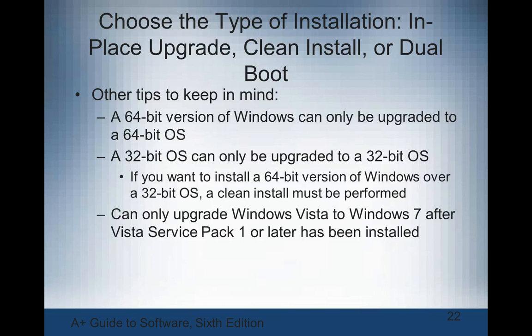So you can't upgrade from 32 to 64; it's 64 to 64, 32 to 32, kind of thing. You can only upgrade Windows Vista to Windows 7 after Service Pack 1 or later has been installed, those kinds of things. If you really have XP and you really want to do an upgrade, there's no direct path, but you can upgrade from XP to Vista and then upgrade from Vista to Windows 7. It takes a long time.